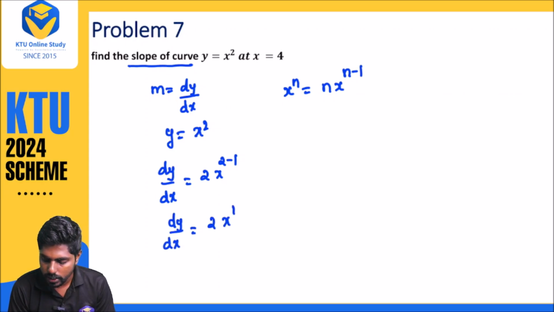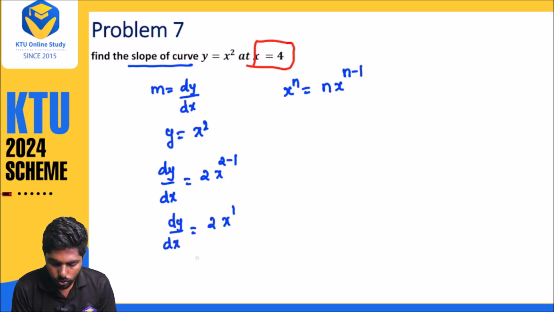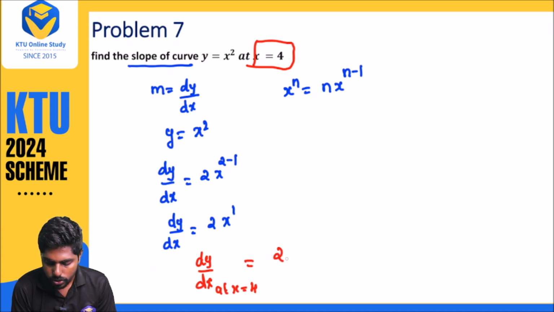What is the condition they have given? The condition is at x is equal to 4. So dy by dx at x is equal to 4 means 2 into x, that is 2 into 4.